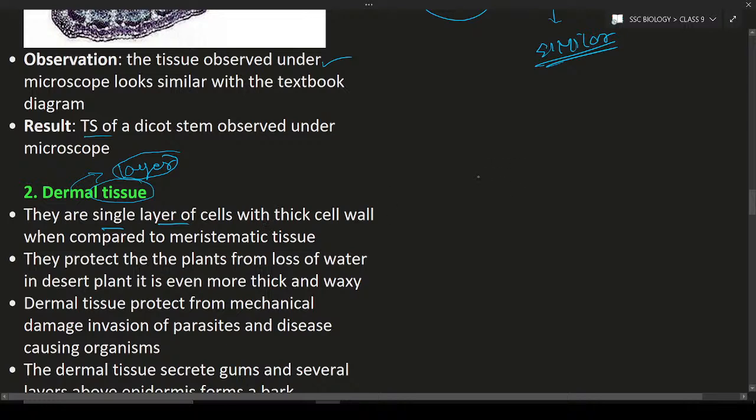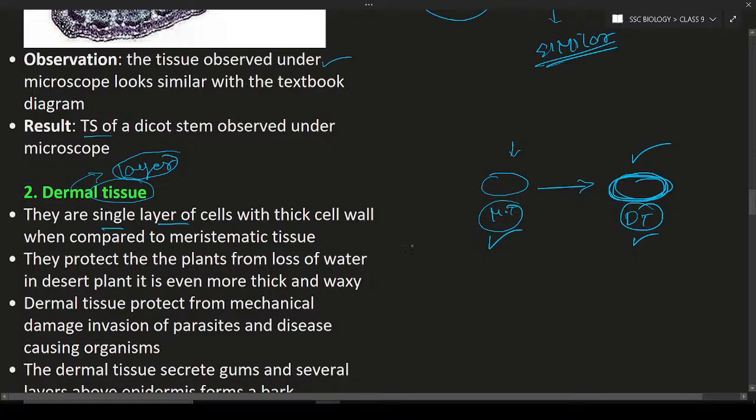What is meant by thick? In the meristematic tissue, we have seen the cell wall is thin. MT means meristematic tissue. Now we are comparing it with dermal cells. The cell wall of dermal tissue is very thick. So compare the thickness: this is very thick, and this is very thin. The thickness is very little in the meristematic tissue, but in the dermal tissue the thickness is more. This is the only difference you can see between meristematic tissue and dermal tissue.